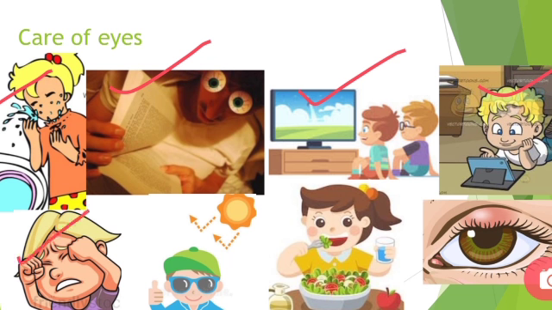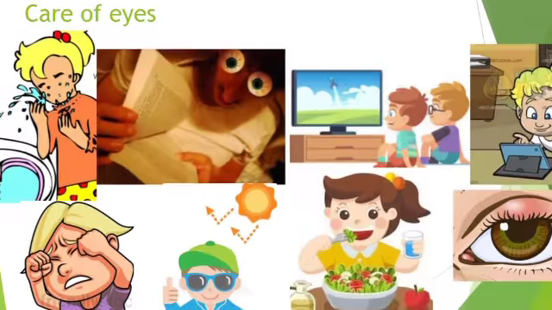If anything enters our eyes, we should not immediately rub them. We should wash the eyes with plenty of cold water. We should use sunglasses and protective glasses to keep away from direct sunlight. We should eat lots of fruits and vegetables like spinach, cabbage, papaya, carrot, mango and foods which are rich in vitamin A to keep our eyes healthy. If any infection occurs in the eyes, we should immediately go to the doctor.